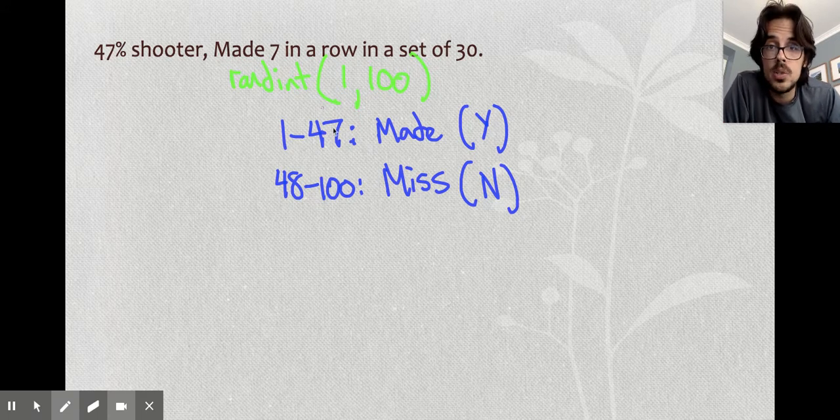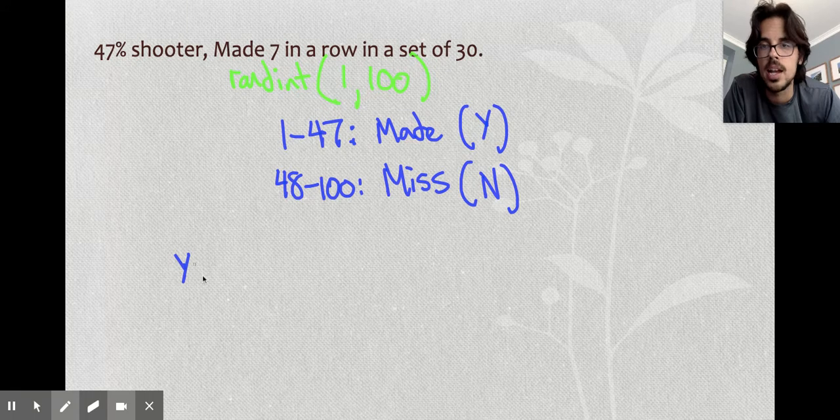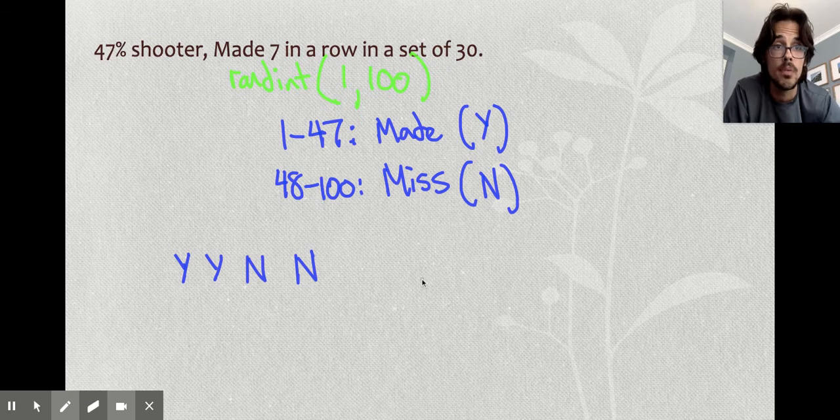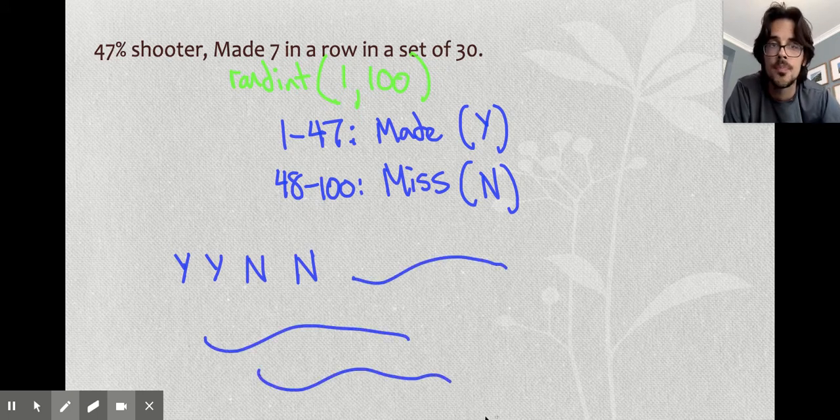So what I would need to do now, once I have these labels, is hit randint, and I would do that 30 times. Oh, I got 37 for my first number. That's a make. Oh, I got 42. That's a make. Oh, I got 74. That's a miss. Oh, I got a 91. Miss, etc. And you would do that until you have 30 trials altogether. So you would do that for all 30 of these.